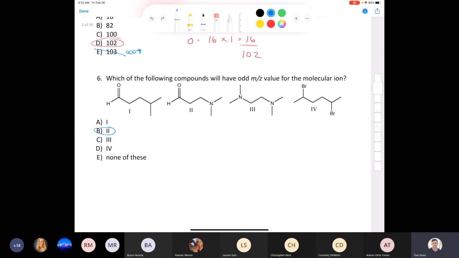So there you go. We just write down: odd number of nitrogens in molecule. Right? C has nitrogens in it, but since we have 2 nitrogens, it means you're going to have an even mass. Okay, there we go. Let's move on.